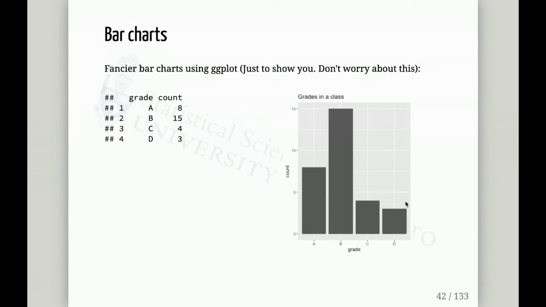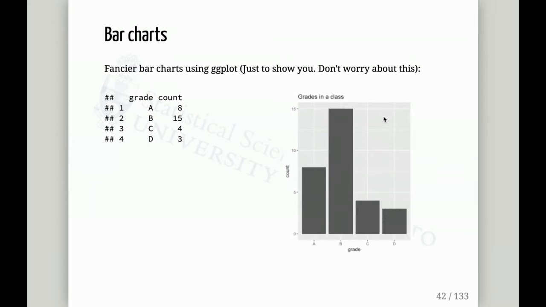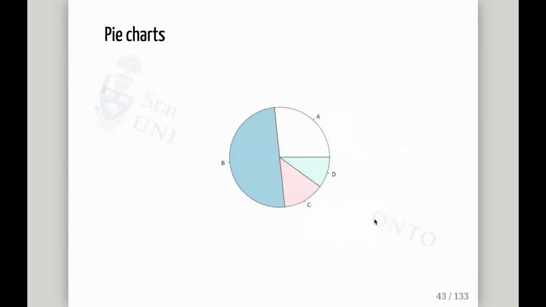We can also make fancier bar charts using ggplot, and this is something that I just wanted to show you. Don't worry about the code once again. This is just to show you the different types of visualizations that we can have. So this is using one function in R, and this is using another function. You can see we have extra things like grid lines, etc. It's just a little fancier.